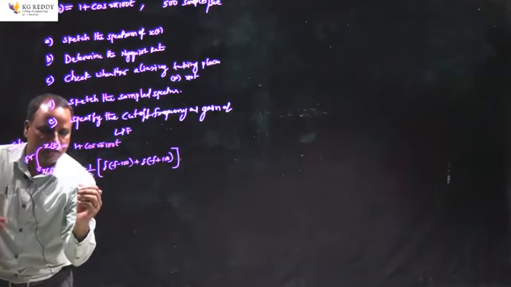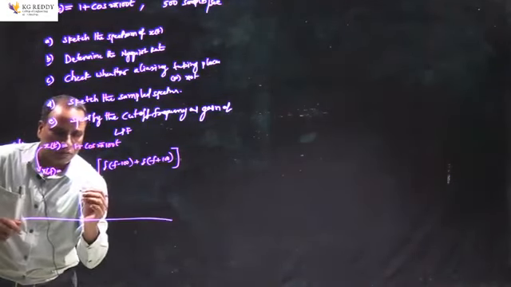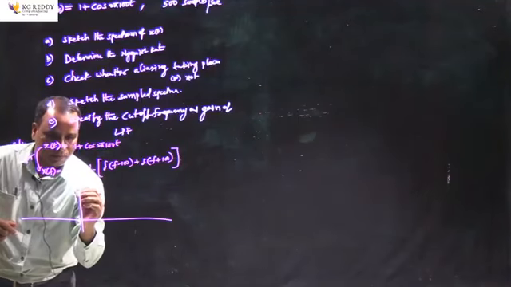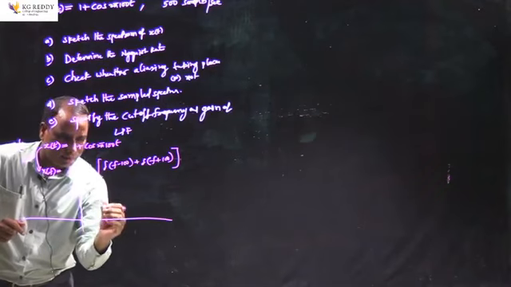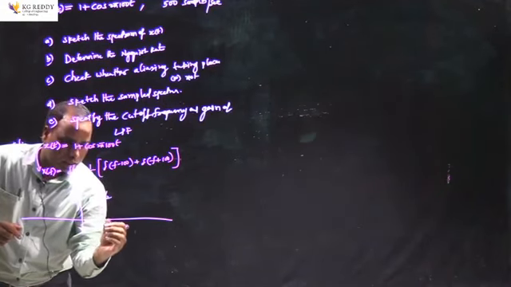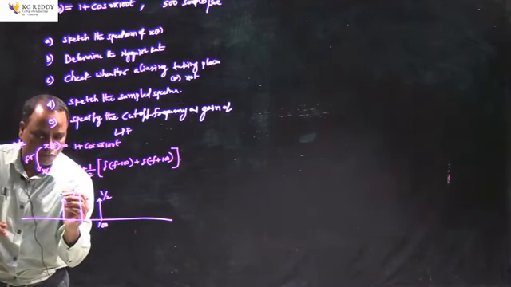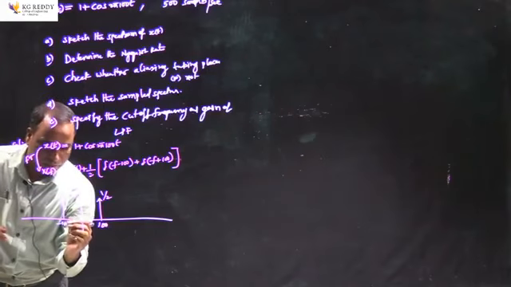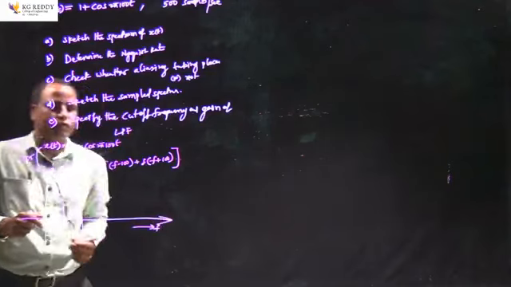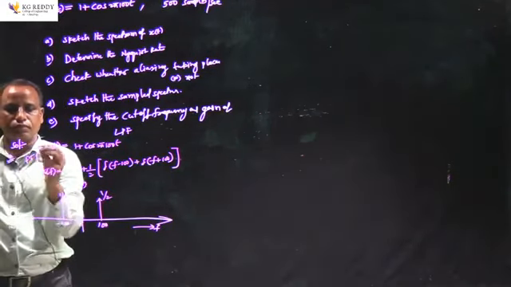So how do you sketch this? X of f can be sketched as follows: for del of f, the amplitude at the origin is 1, and another impulse function with an amplitude of 1 by 2 at 100, and another with an amplitude of 1 by 2 at minus 100. So this is X of f. This is the solution for A.